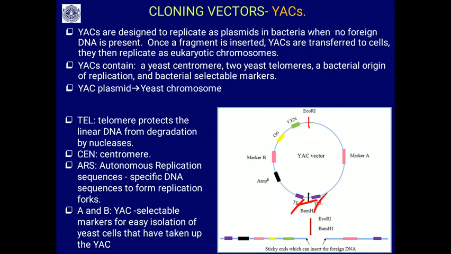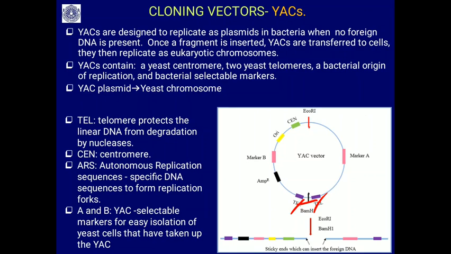CEN means centromeric portion. ARS means autonomous replication sequence, the specific DNA sequence to form the replication fork if it is in the yeast cell. So it needs the autonomous replication sequence to create the replication fork, and you can see the replication can be initiated in the yeast cell.